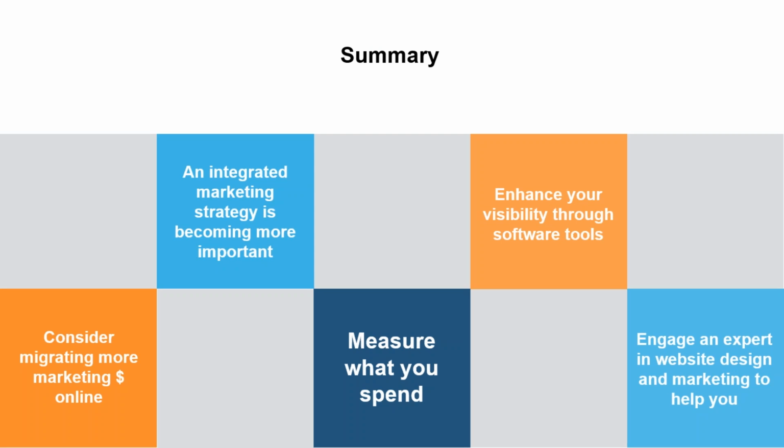So in summary, I just want to wrap up exactly what's important. First of all, having an integrated marketing strategy between traditional and online is becoming more important. You should consider migrating more of your marketing dollars to online advertising or marketing methods. It's important that you measure what you spend. More and more, understanding where your money is being spent on marketing and whether or not it's working is becoming more important and becoming easier to do with online tools.